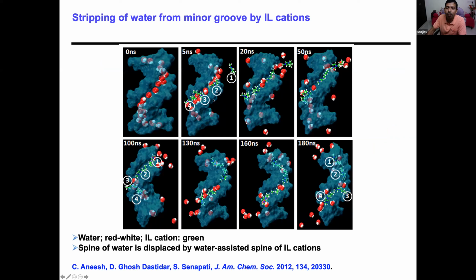Making a long story short, DNA does have a spine of hydration. DNA has a lot of water molecules in its minor groove, and that is called the spine of hydration. Here, the red is the water oxygen and white is the water hydrogen. So to start with, at 0 nanosecond of the MD simulation, there were a lot of water molecules in the minor groove. As time passes, a lot of ionic liquids come in, and they slowly get into the minor groove, replacing a lot of water from the minor groove.